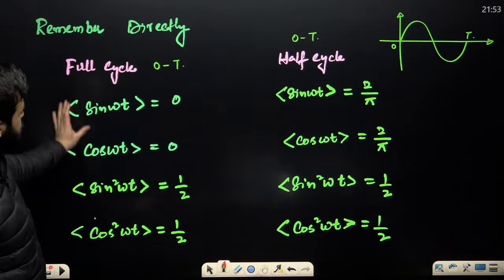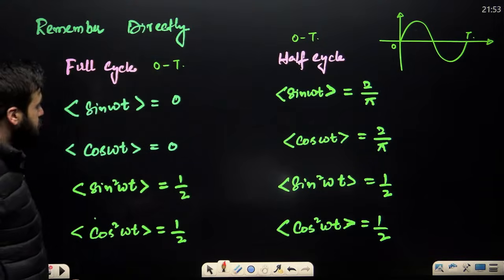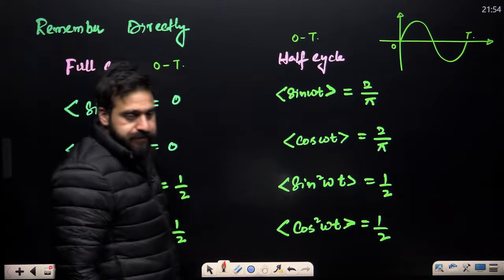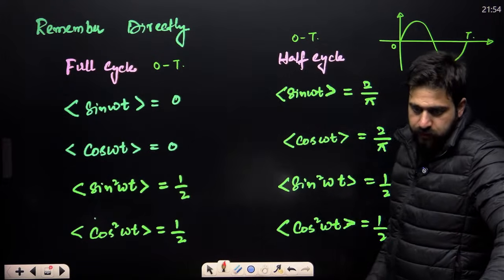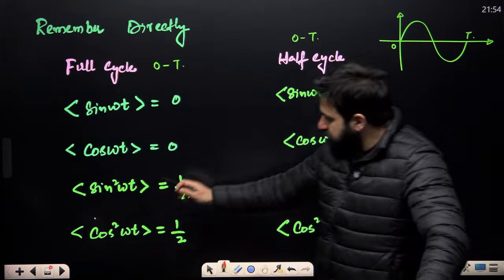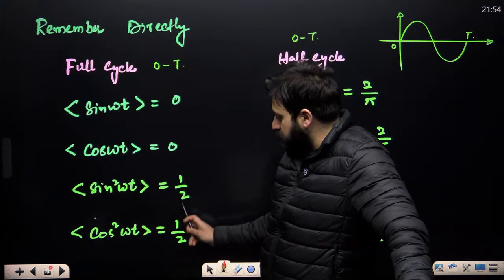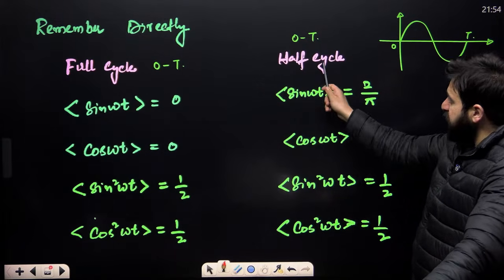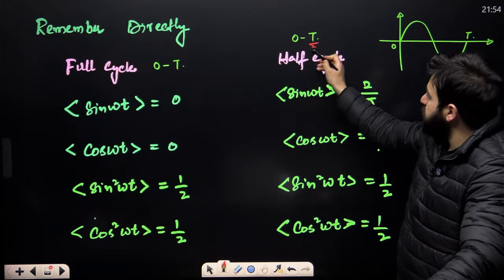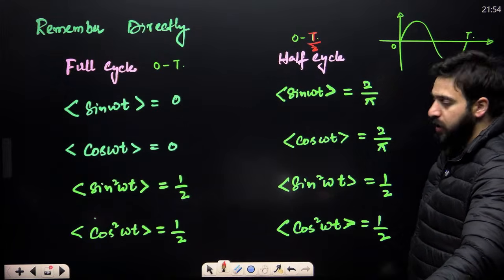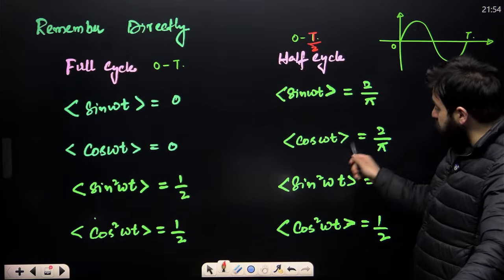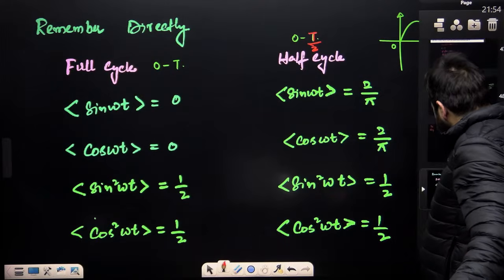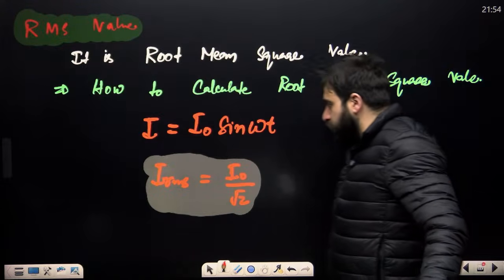Similarly, what is the average of sine omega t from 0 to T in full cycle? It is 0. What is the average of cos omega t in full cycle? It is 0. What is the average of sine square of omega t in full cycle? 1 by 2. Cos square omega t in full cycle? 1 by 2. Sine omega t in half cycle, half cycle means T by 2, will be 2 by pi. For cos omega t, 2 by pi. Sine square omega t, 1 by 2. Cos square omega t, 1 by 2. This will be the average of these quantities. One more important thing.